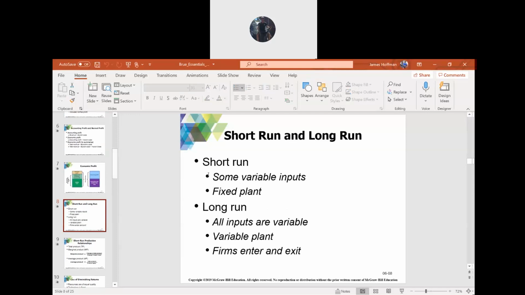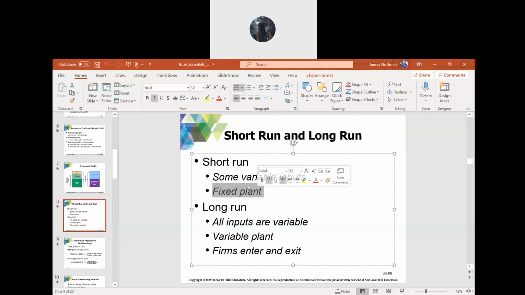All right, so understanding what a plant means in this sense will help us understand short run periods versus long run periods. Again, don't think of this just as time. It really depends on how quickly the firm can make adjustments. In the short run period, we have some variable inputs, but a fixed plant. The key thing in the short run is that firms can make labor changes. They can hire workers, they can fire workers, they can change their hours, they can do things with labor hours.